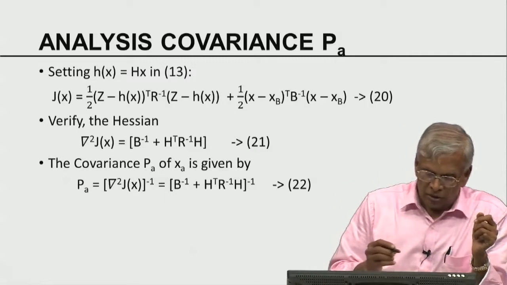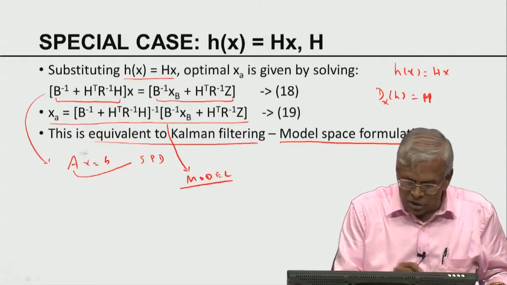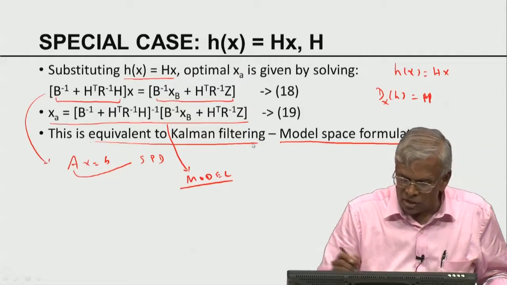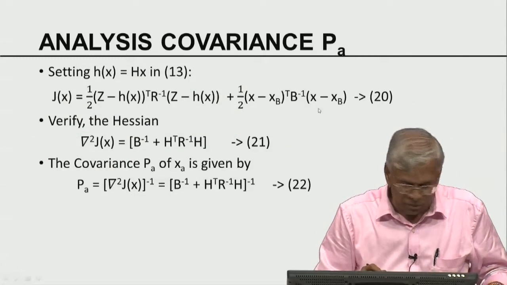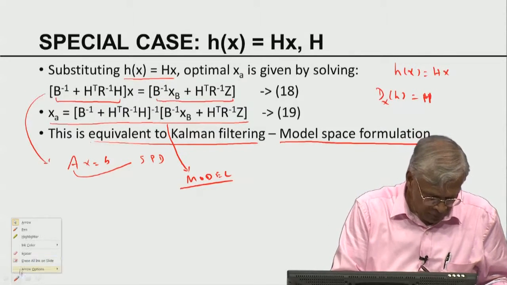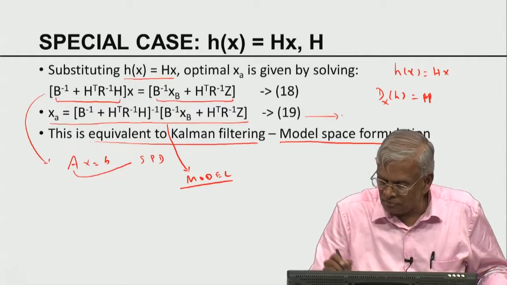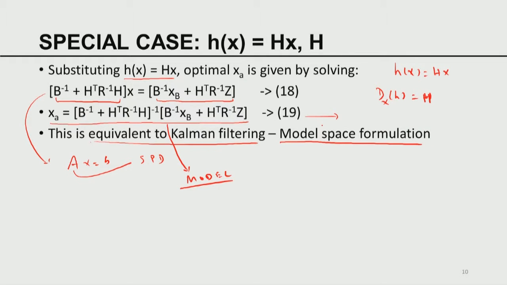So the solution to 19 gives you the analysis. The optimal solution for this is called the analysis. So that is called XA, the analysis. XA is the analysis. Please realize analysis is the fancy term that geophysicists use for the posterior estimate. So what statisticians call the posterior estimate is essentially the analysis in geophysical sciences.